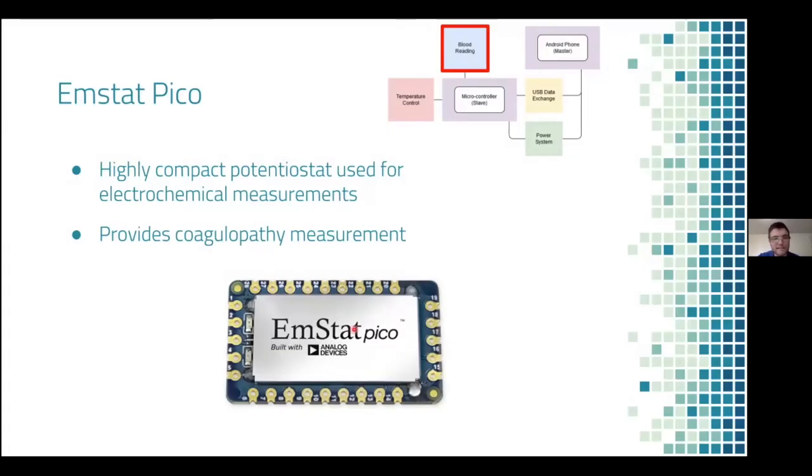Then we needed an MStat Pico. This is a really important device for the blood reading part of our system. It's a highly compact potentiostat used for taking the electrochemical measurements and thereby providing the actual coagulopathy measurement.